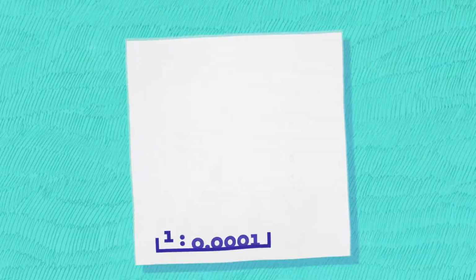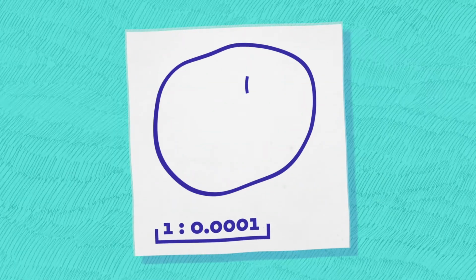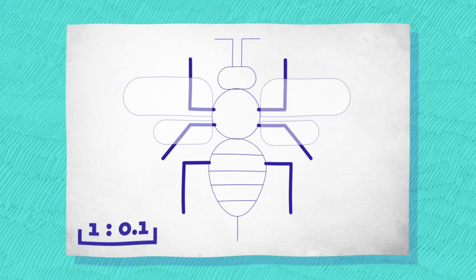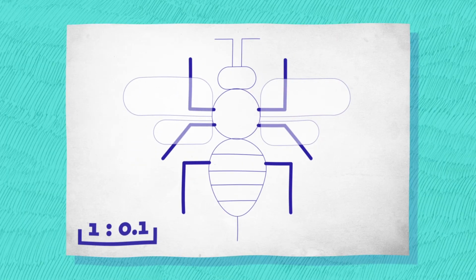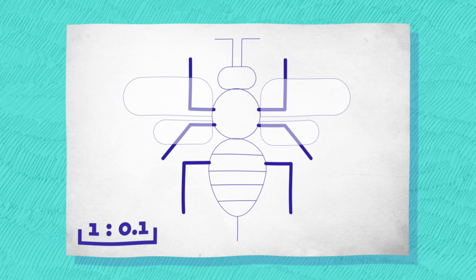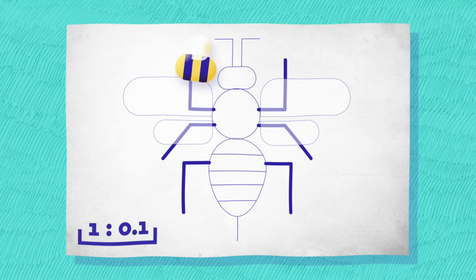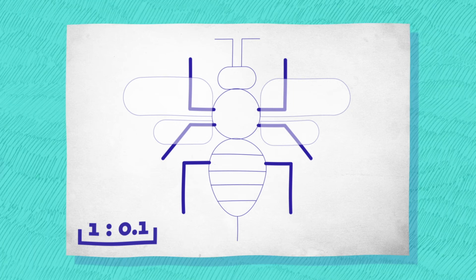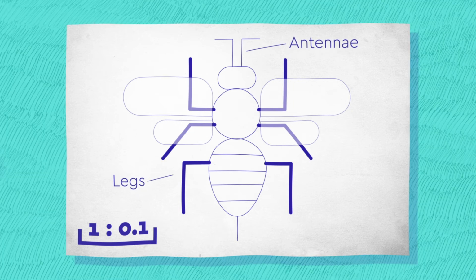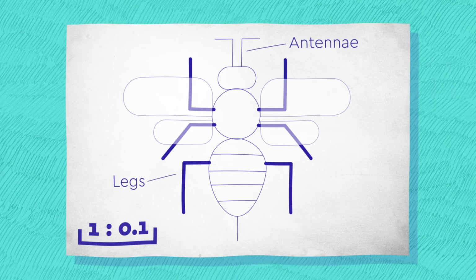You'll even see tiny scales for drawing really small things like cells. For example, you might see a scale of 1 to 0.1 if you're drawing a bee. That way your drawing is 10 times bigger than the bee, and you can identify and label key parts such as the antenna and the legs, which are sometimes too small to see in real life.